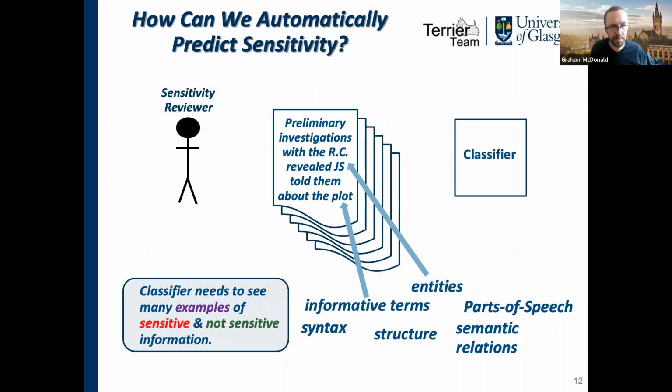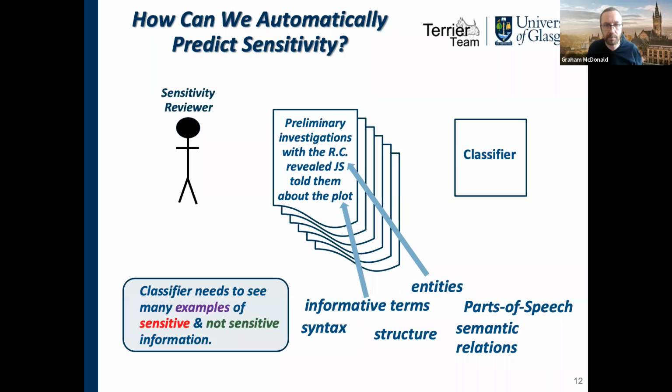And this slide, I'm sure, will be very familiar to all of you, but really what it's saying is that, within the documents, there's lots of different things that we can use to try and infer what particular contexts are. So we can identify entities in the document, we can use things like parts of speech, the structure of the documents itself, type of syntax. And obviously, in order to learn classifiers, we need to show the classifier lots of examples of sensitive and non-sensitive information.